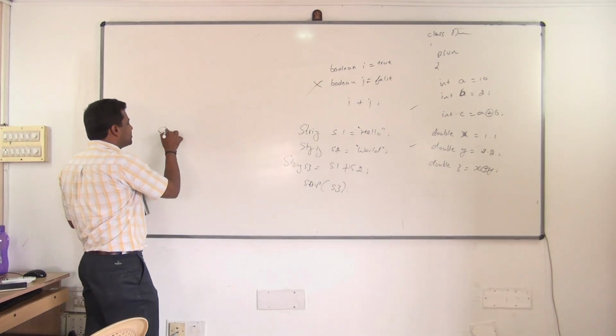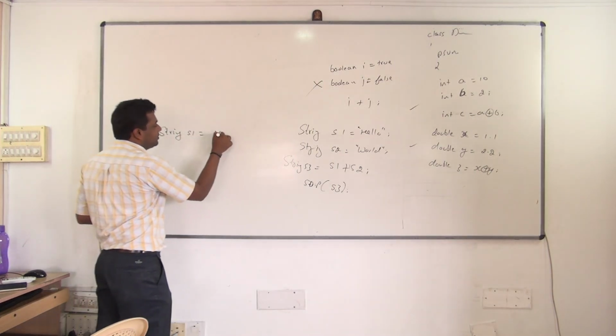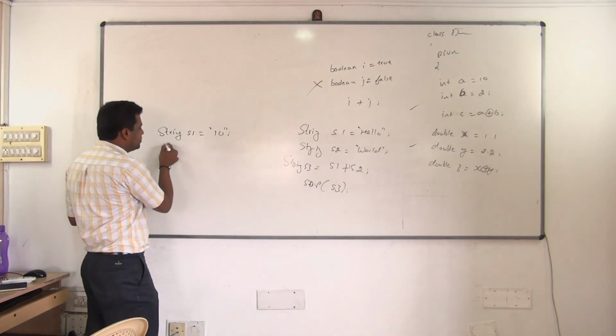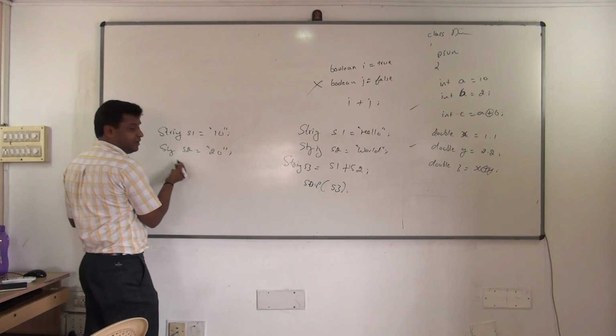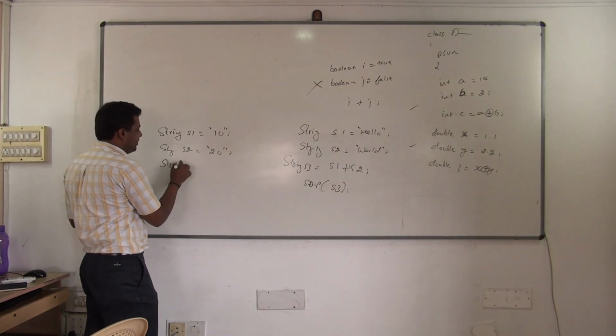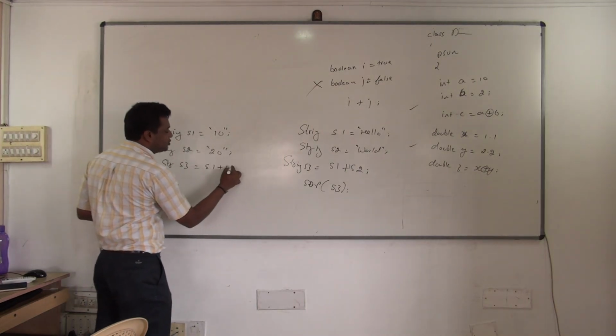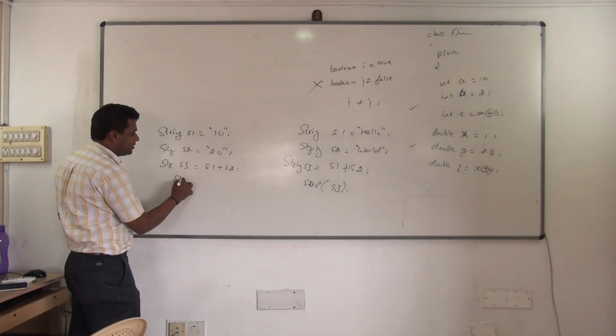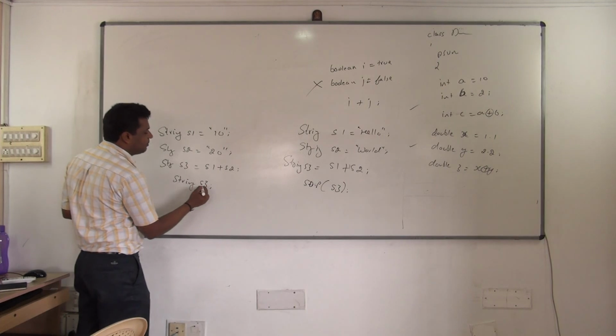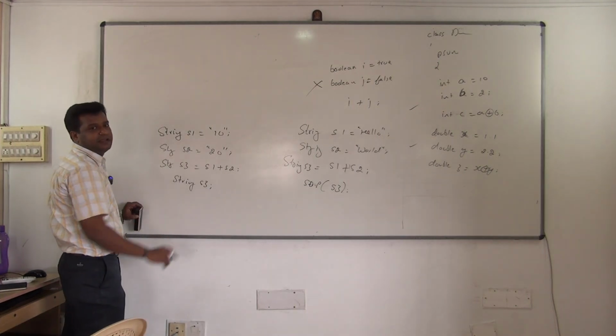And this is a very interesting interview question which you may face. String s1 is equal to "10" in double quotes. String s2 is equal to "20" in double quotes. I think I have discussed this. String s3 is equal to s1 plus s2. What is the output? 1020. Because the operands are of type string, it is not doing addition, it does concatenation.